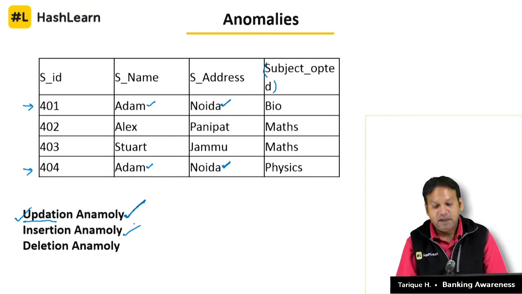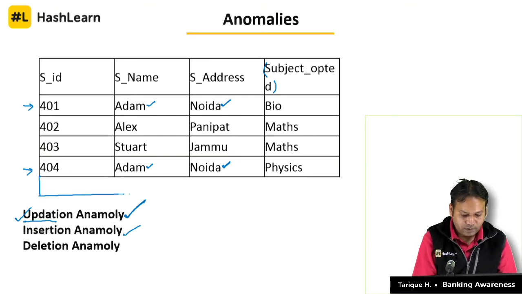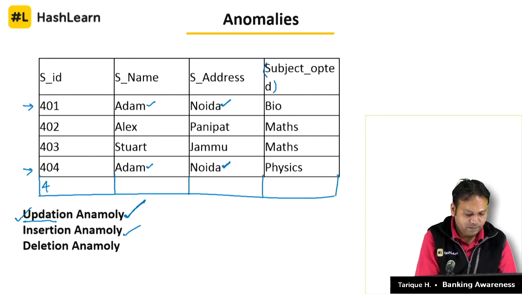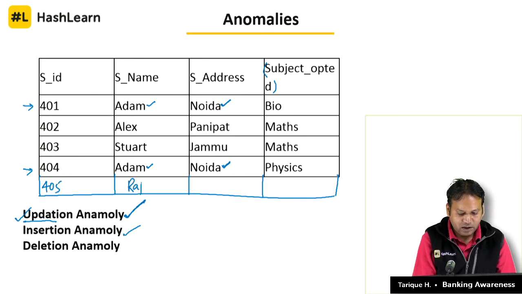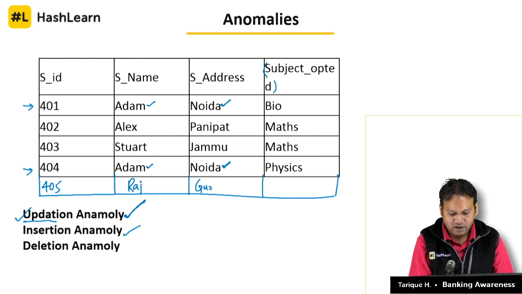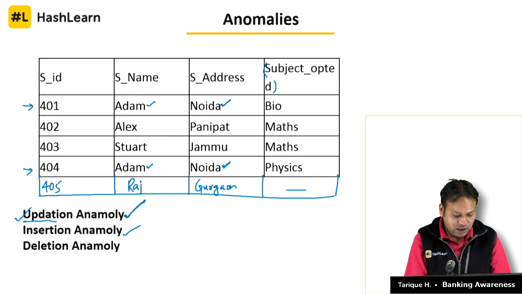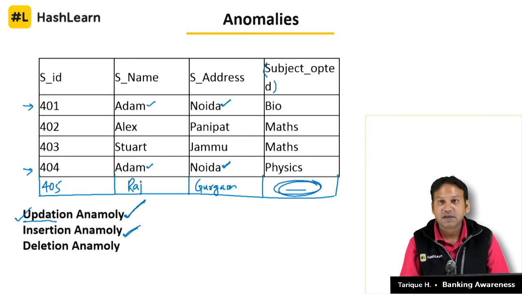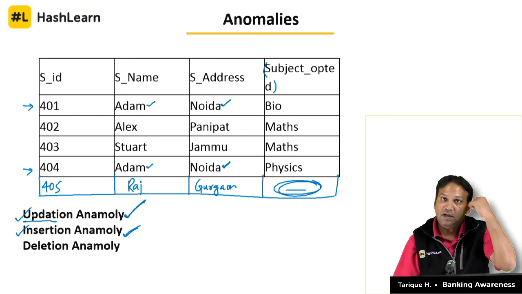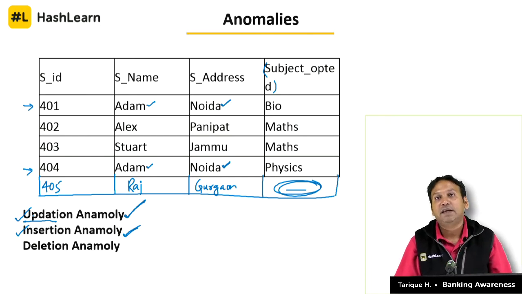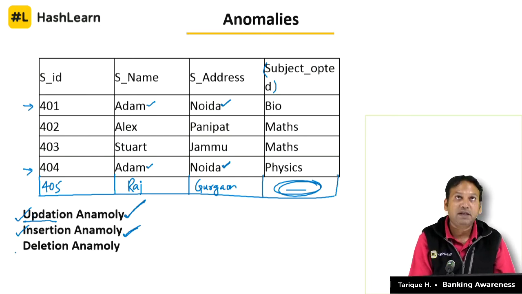Then insertion anomaly. Suppose we insert a new student. Let's call him student number 405, and let's call him Raj, and say he stays in some place called Gurgaon, and he has not taken any subject. So if you insert this, the field becomes empty, and this is again not correct for a good database, and this problem is called an insertion anomaly. Clear? So when you insert data and some attributes are empty, it creates an insertion anomaly.